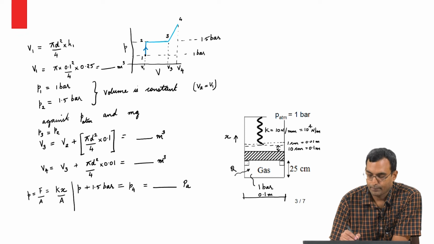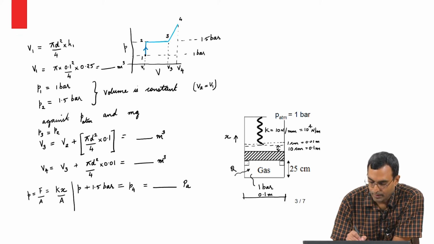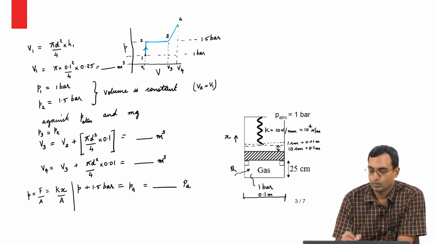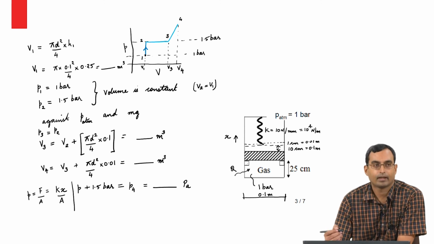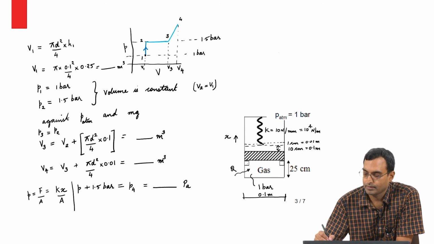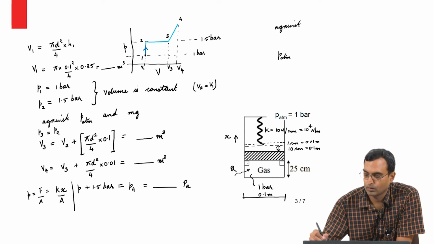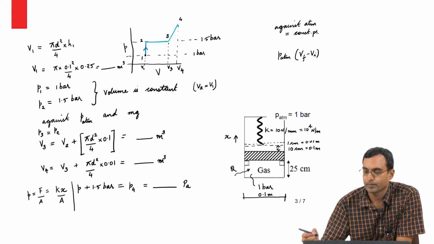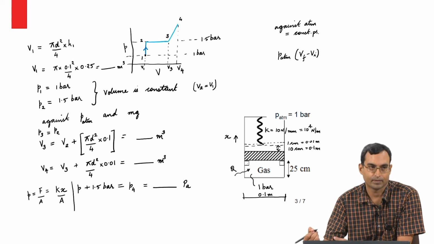So, what we see is this is 1 bar which represents atmospheric pressure. So, whatever is the work done against atmospheric pressure would be in general given as P atmosphere, because it is a constant. Okay, against atmosphere, if we look at whatever is work done, this is work against constant pressure. So, P atmosphere into the final volume minus the initial volume would represent work which is being done against the atmosphere.